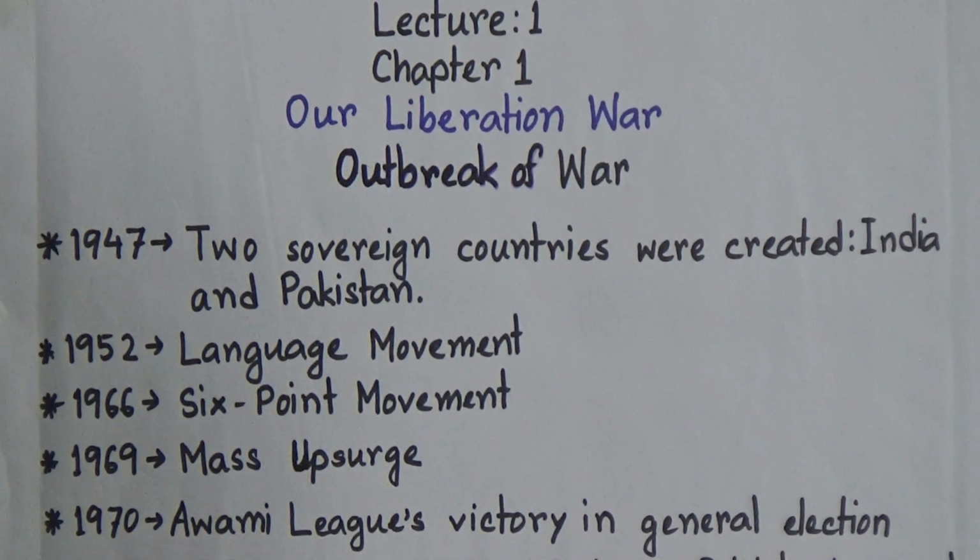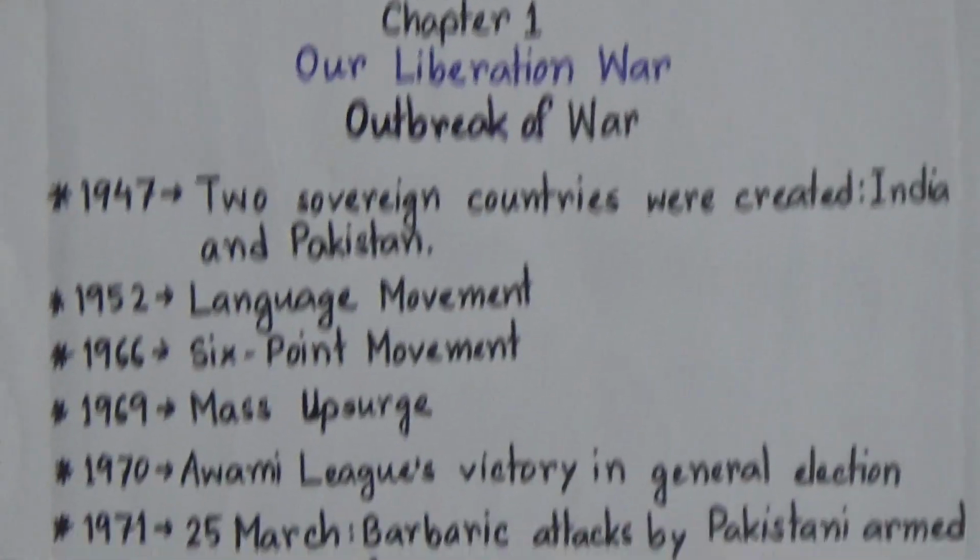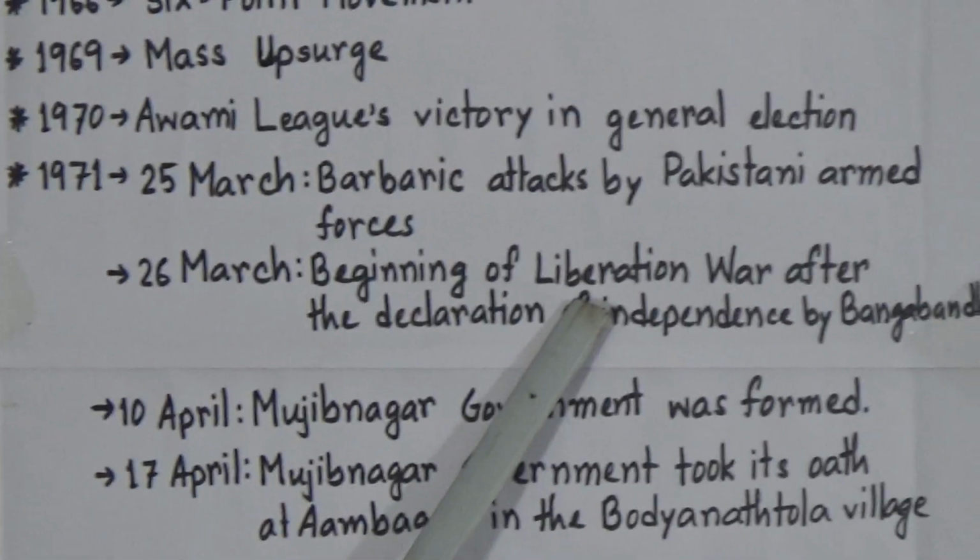And then 1971, on 25 March, barbaric attacks by the Pakistani armed forces. So in 1971, the Pakistani army attacked our people at night. And then on 26 March 1971, the liberation war began after the declaration of independence by Bangladesh. So on 26 March, independence was declared for Bangladesh.